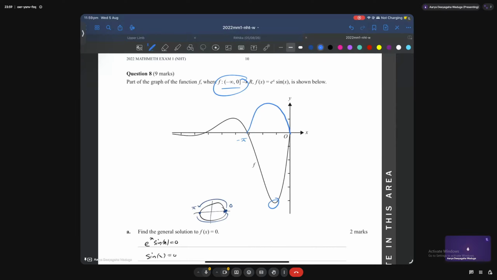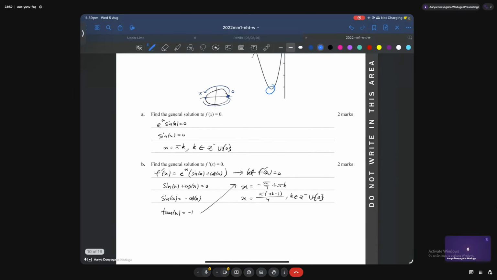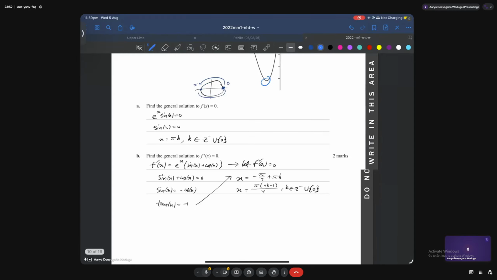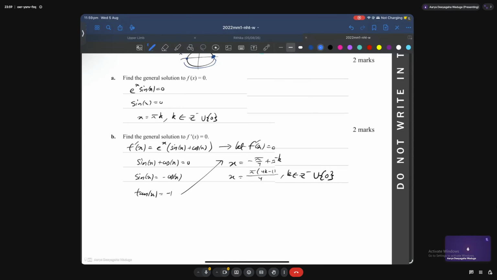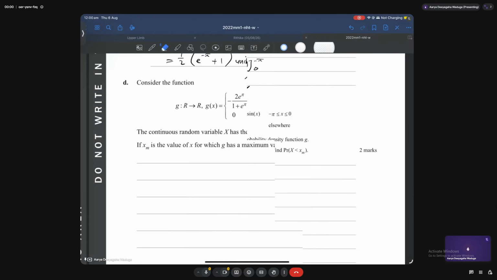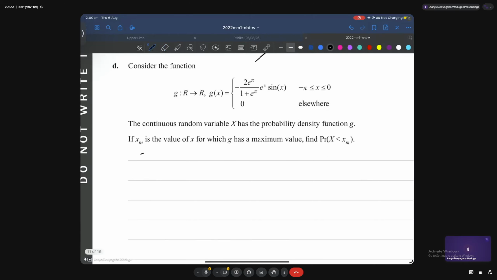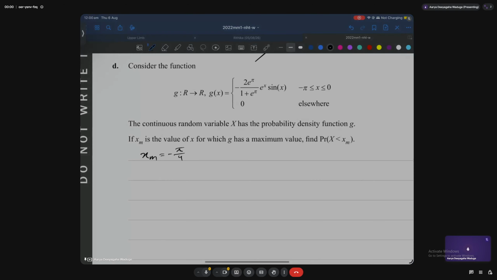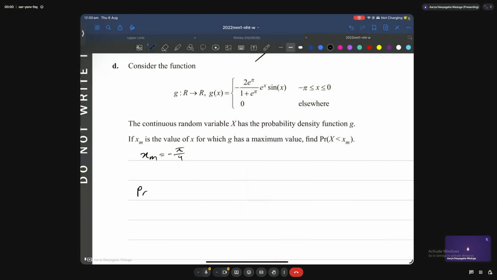You know that the turning point occurs at negative pi and 4, so you do need to be mindful of that. So we can say directly that xm is equal to negative pi and 4, because that is the maximum point, or the minimum in our case of the other graph. So the probability that x is less than xm is just negative pi and 4.